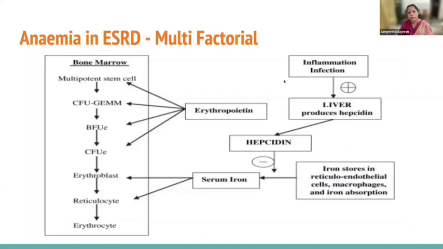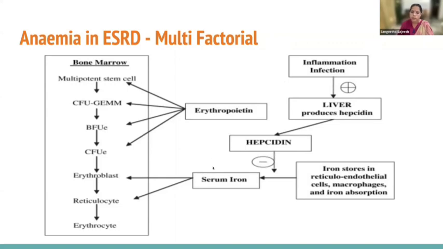So in the previous slide, we have told that there is inflammation and infection. Due to the chronic inflammatory state in CKD itself, there will be production of hepcidin from the liver. So what does hepcidin do? Hepcidin will impair iron utilization, iron absorption, and iron release. So iron stores in the reticuloendothelial cells, macrophages, and iron absorption are all impaired due to the presence of hepcidin.